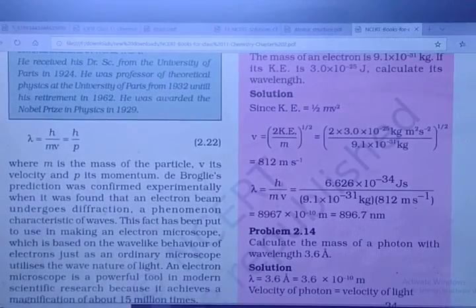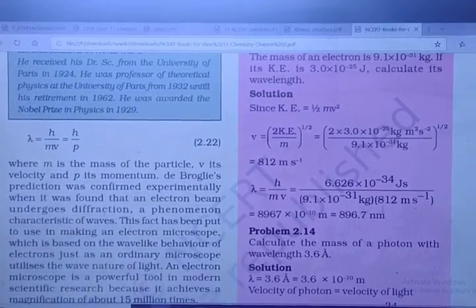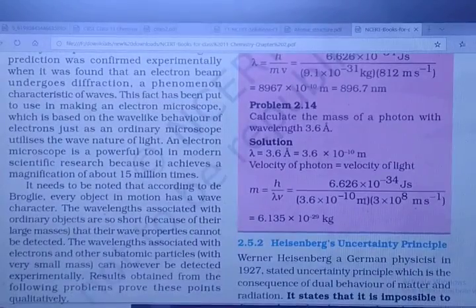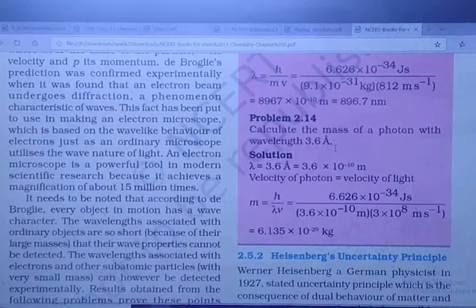Now lambda is equal to h by mv. h means Planck constant, m is already given, and v you have calculated. So after doing the calculation, the answer will be 896.7 nanometer.